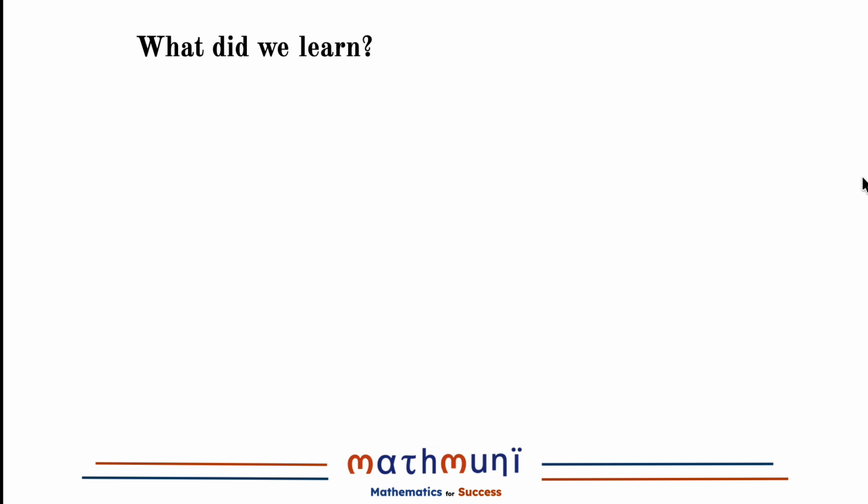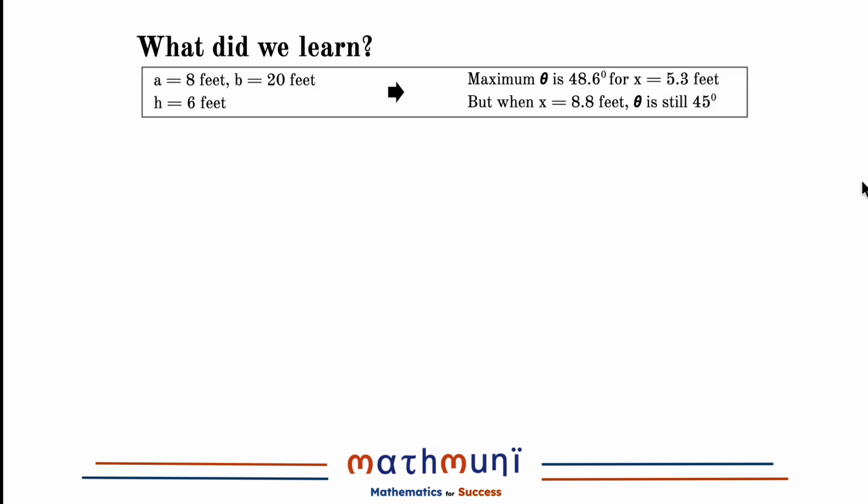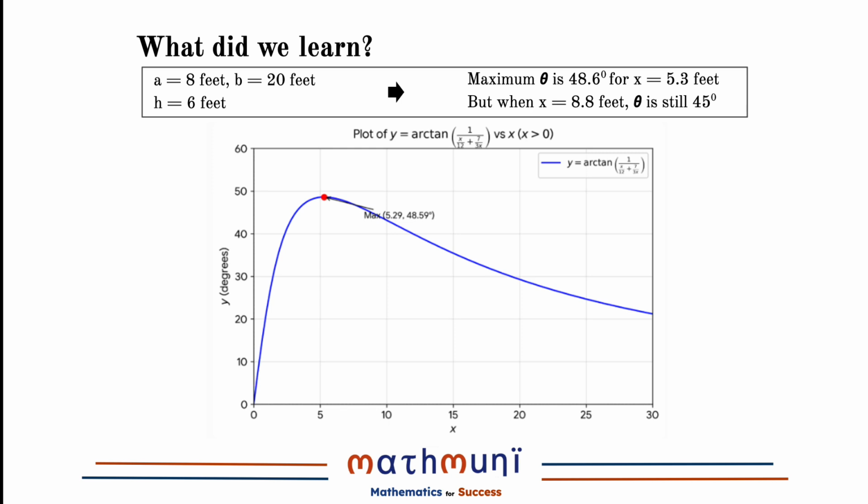Well, to answer that question, I drew a chart of the viewing angle versus the distance from the wall. It confirms our calculations. When x is 5.3 feet away from the wall, theta is indeed 48.6 degrees, which is what we had calculated. From here, if you come closer to the wall, meaning if you move to the left in this chart, the viewing angle will drop rapidly. So we choose not to do that.